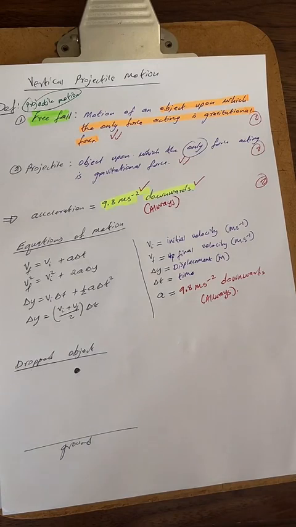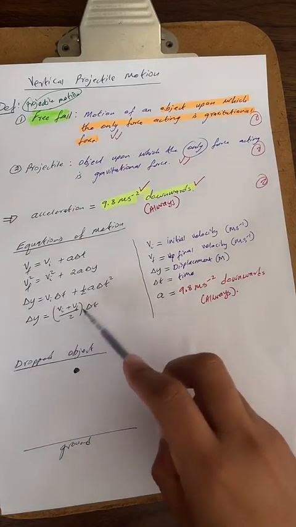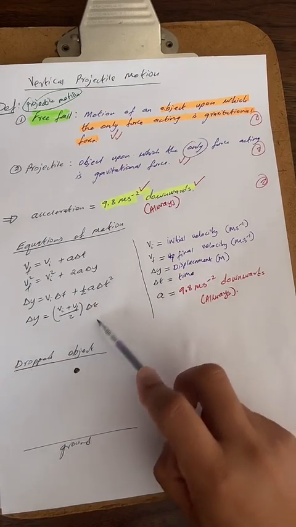And the final formula is displacement equals the average of the velocities multiplied by time. So this is initial velocity plus final velocity, divided by 2, times change in time.